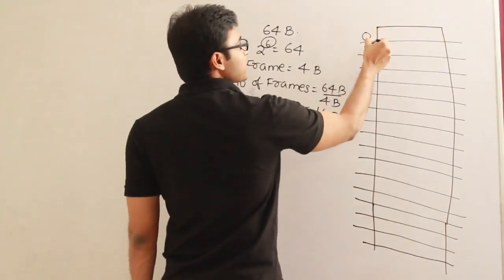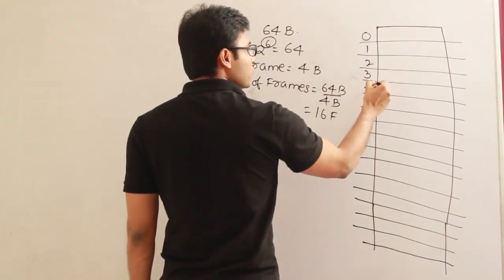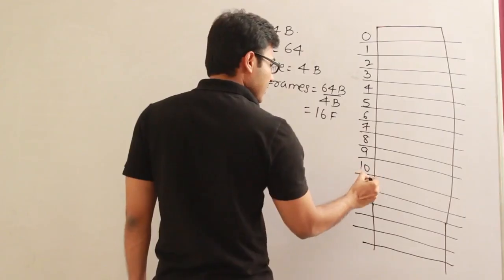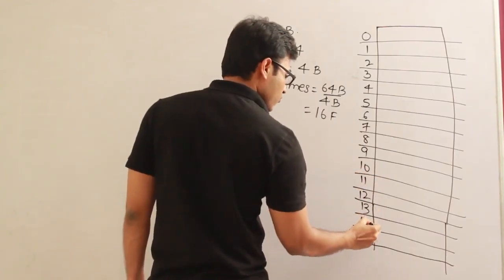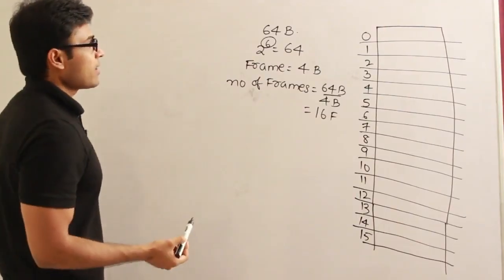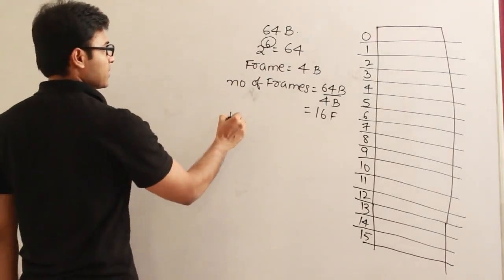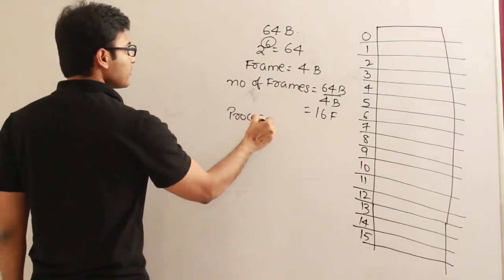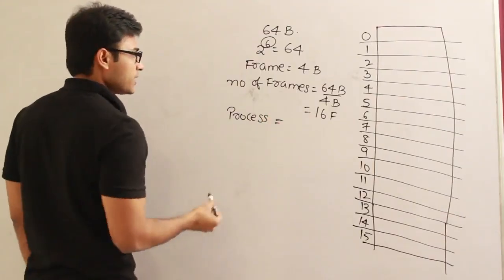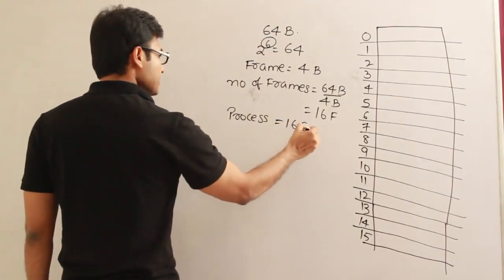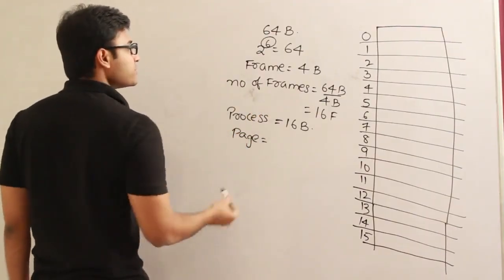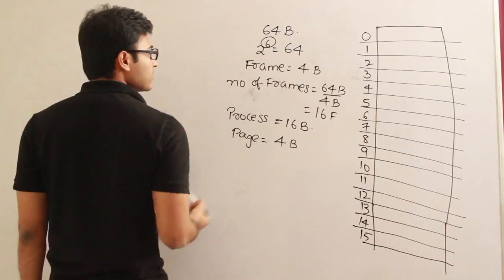Now this is frame number 0, frame number 1, 2, 3, 4, 5, 6, 7, 8, 9, 10, 11, 12, 13, 14, 15. So totally 16 frames are there, right? And now assume that there is some process, and the process size, let us say, is 16 bytes, right? And the page size is always equal to the frame size, which is 4 bytes, right?